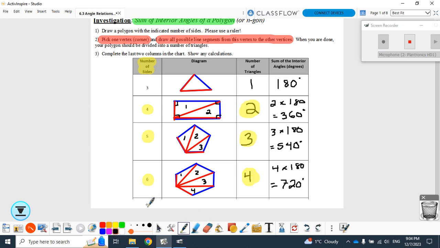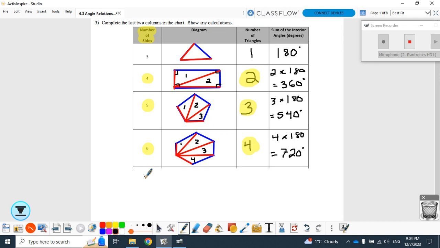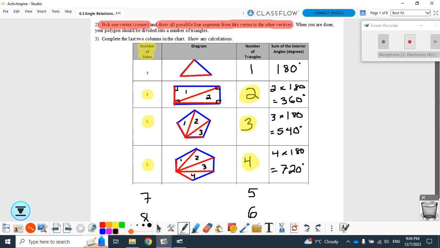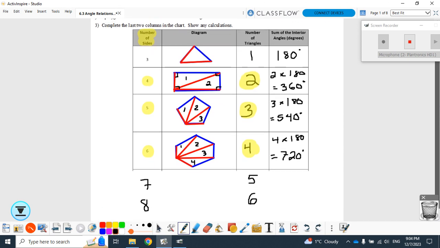Okay, well, what about, let's just do this for funsies here. A 7-sided shape, probably going to have 5 triangles. An 8-sided shape, probably going to have 6 triangles inside it, okay? And that is some sort of pattern. The pattern is this. If you don't already see it, I'm sure you do. Whatever number of sides a polygon has, you subtract 2 from it, and that'll give you the number of triangles it has. Yeah?